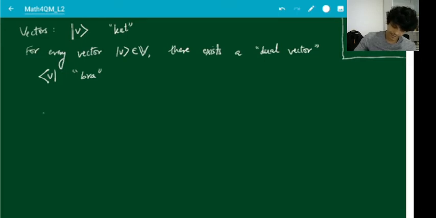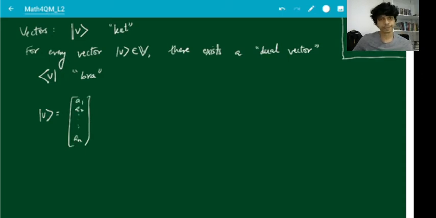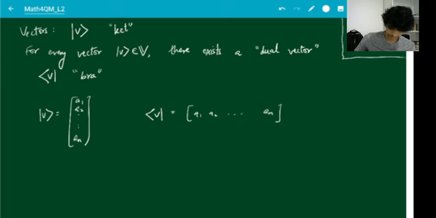So if you think of the ket as having some components like this, a1, a2, up to an, this is in the column notation that we wrote down last time, then the corresponding bra you can think of as being the row vector a1, a2, up to an, and not just by transposing it and making the column matrix into a row matrix, but you also have to complex conjugate it. So this is in some sense a way of defining this dual vector or the bra vector corresponding to V.